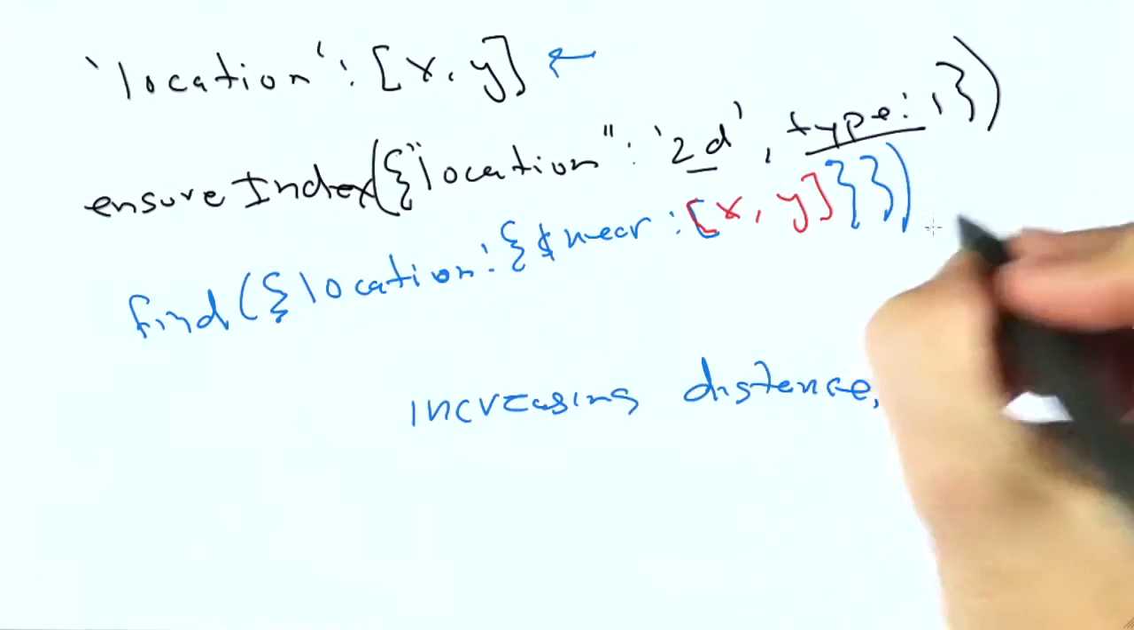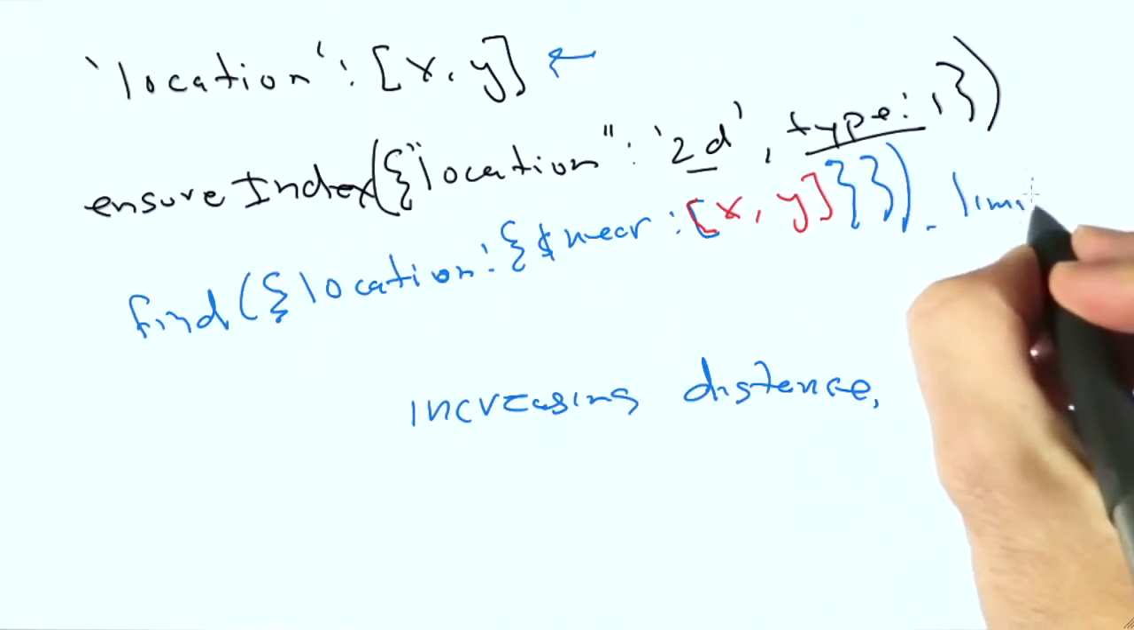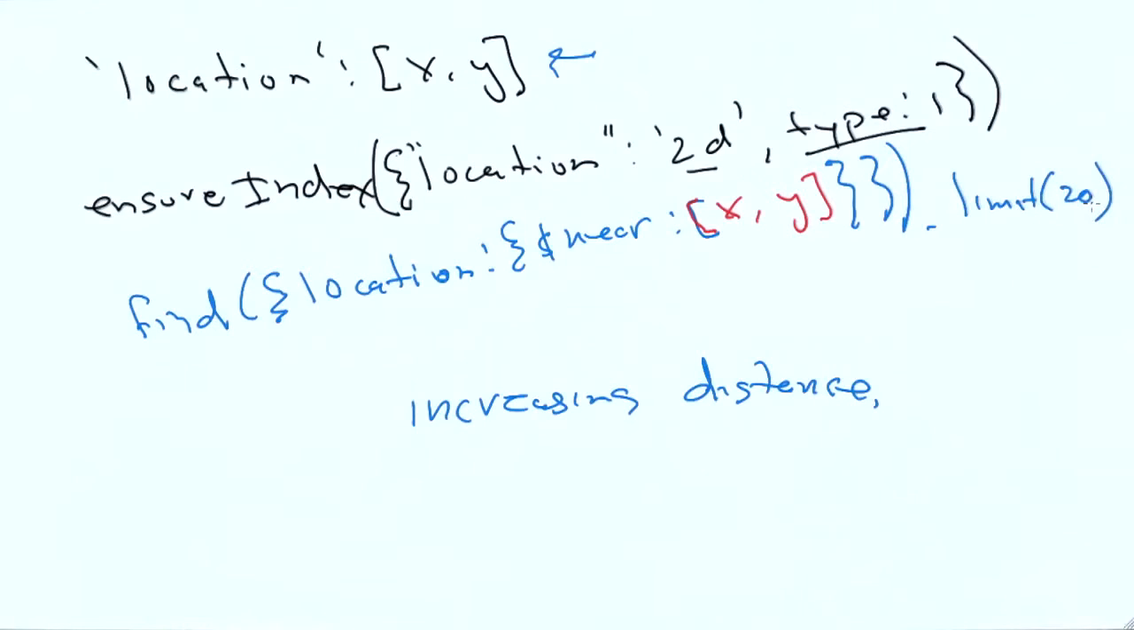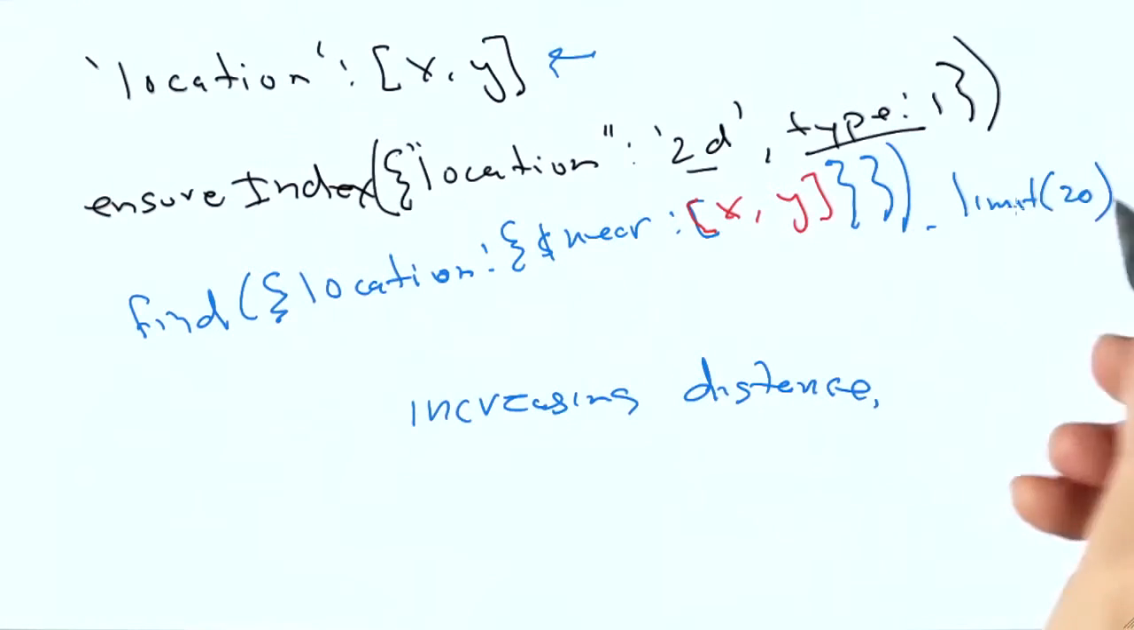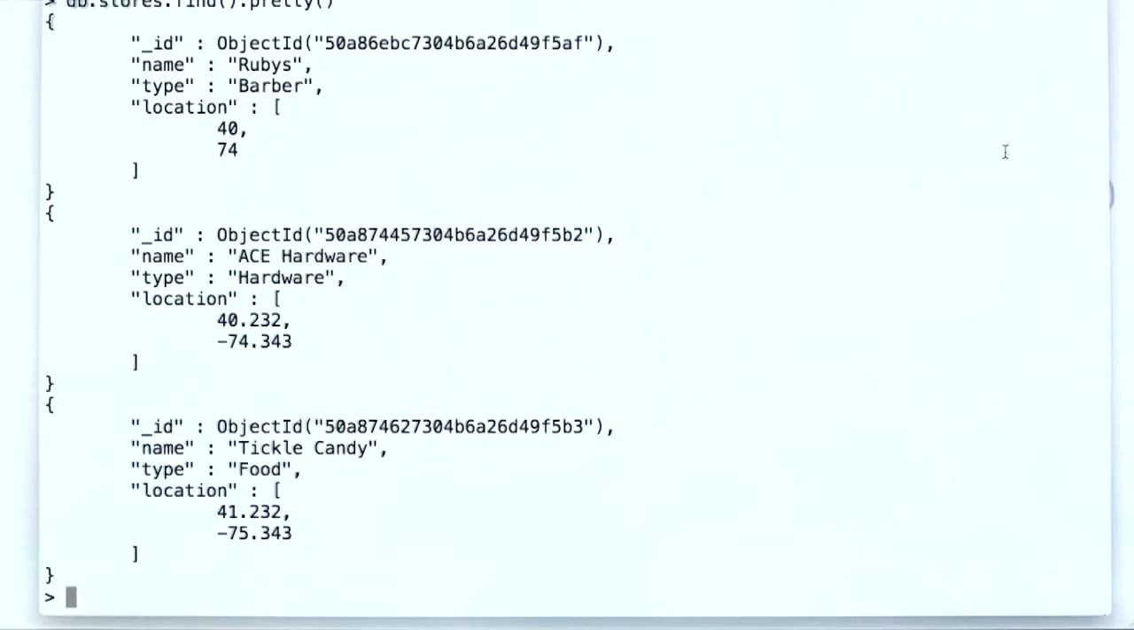And practically speaking, the way this is often used is through a limit. So you'd say limit 20. And then that would give me, let's say, all the shops or the stores that were closest to this person standing at coordinates XY, limiting to 20 of them. Let's go through a little example in the shell.